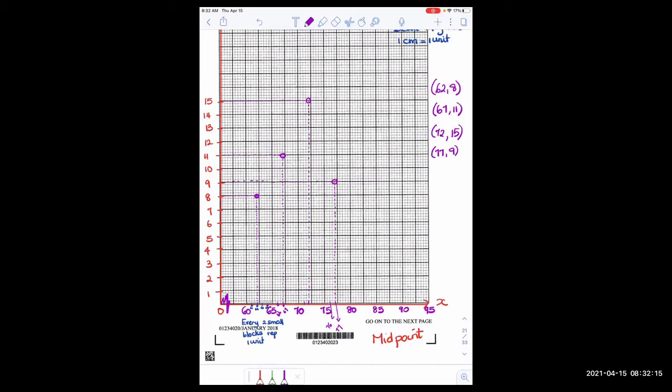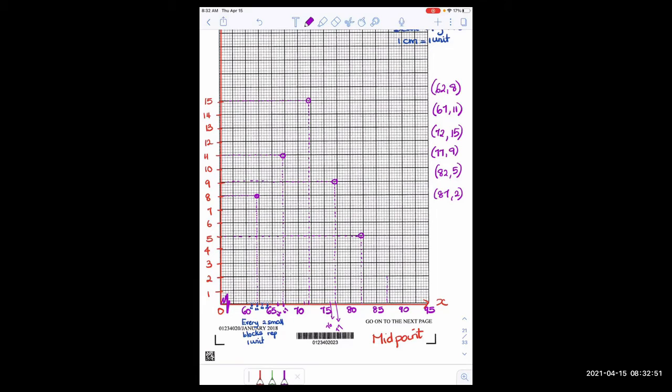Then we have 82, 5, and then 87, 2. Those points were taken directly from the table. 82 is 4 small blocks after the number 80, and we go all the way up to 5 on the y-axis. Then we have 87, and this is 2.